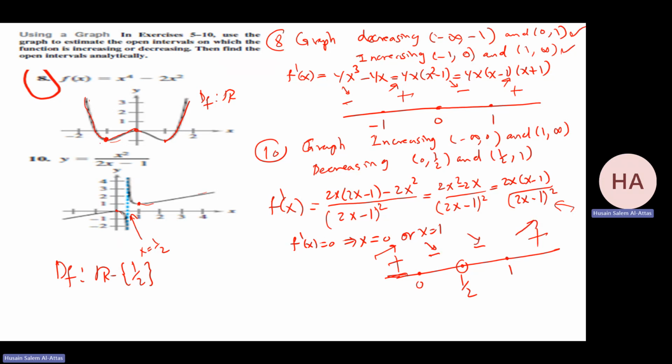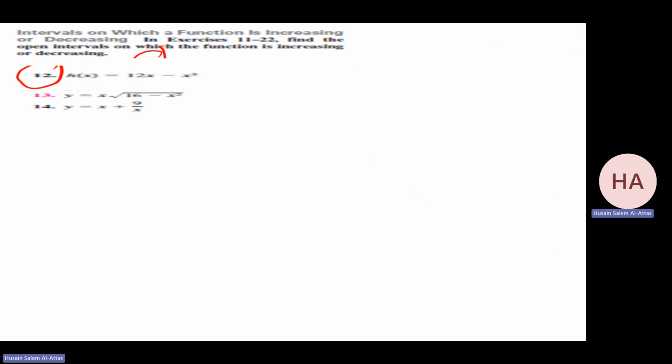So it's increasing, decreasing, decreasing, increasing. So increasing from minus infinity to 0, 1 to infinity, which is this one. Decreasing 0 to half and half to 1, which is this one. So it's correct. The graph and the analytical calculation are the same. In terms of when the function is increasing and decreasing, we need to find when the function is increasing and when it is decreasing. Different functions, so different calculations.